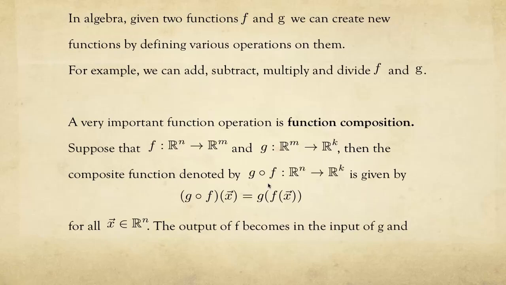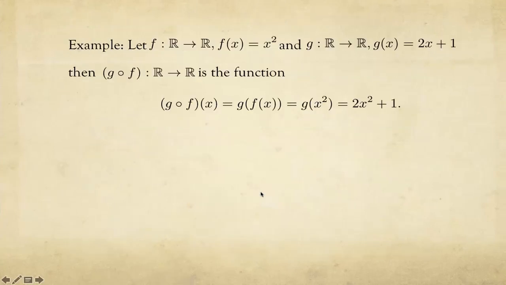In fact, the order of operations here is that, given an input x, we apply f first and get the output of f. And then we take the output of f and input it into the function g. So again, we apply f first and then we apply g to it. So for example, here are two functions. G circle f is applying first f of x, which is x squared in this case, and g of x is 2x plus 1, so g of x squared is 2x squared plus 1. So the output of f becomes the input of g.